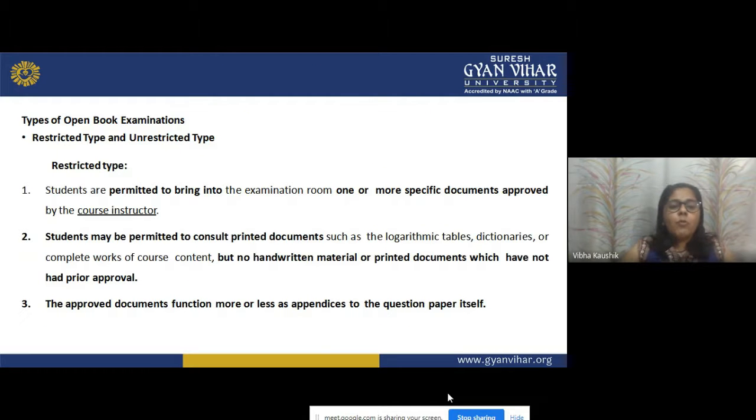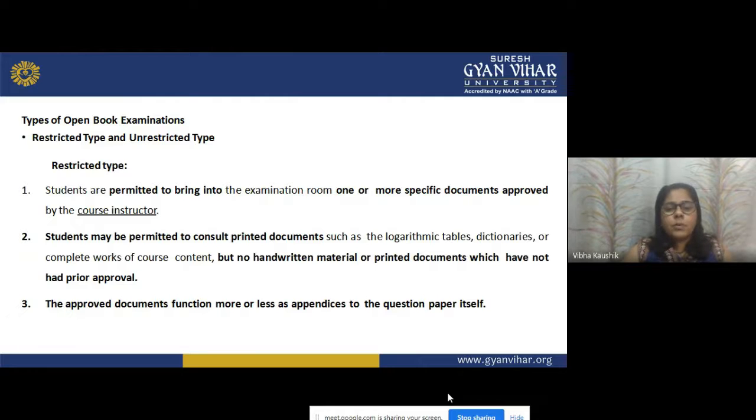Now, types of open book examination. What are the different types of open book examination? The first one is the restricted type. Now, what is a restricted type? And the second one is the unrestricted type. Now, we will explain the restricted type.